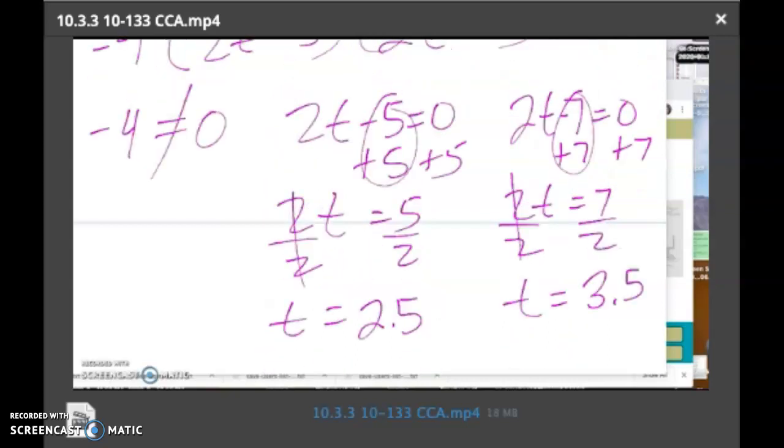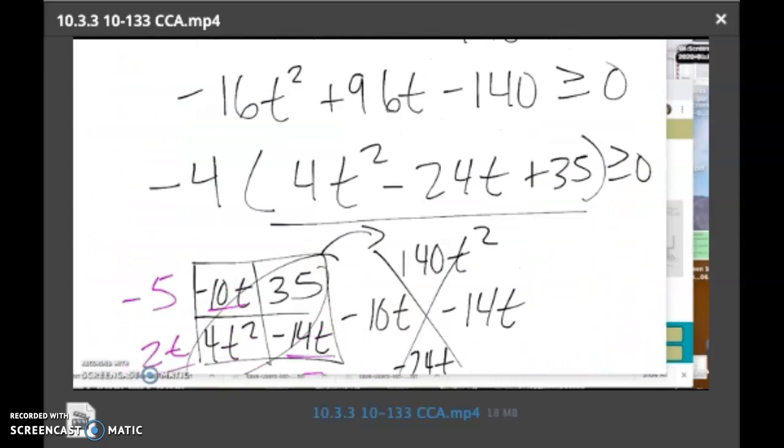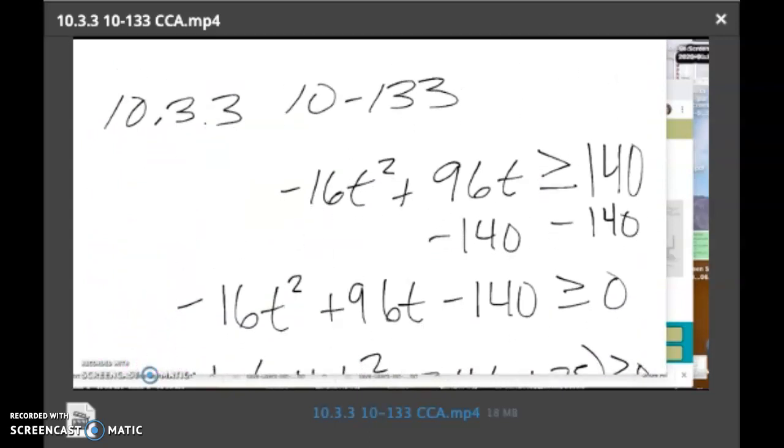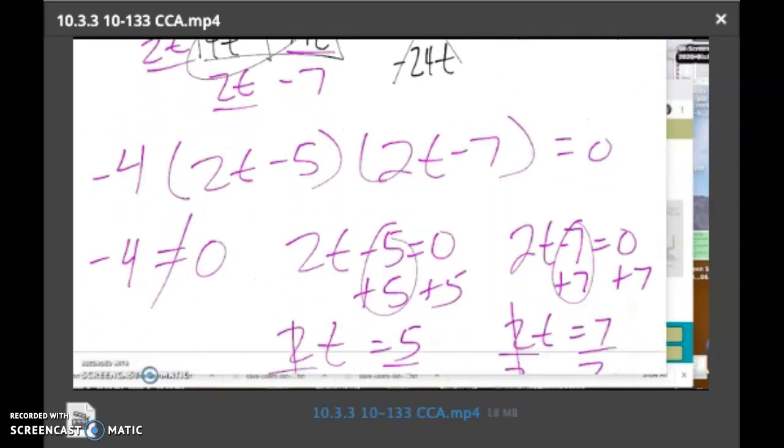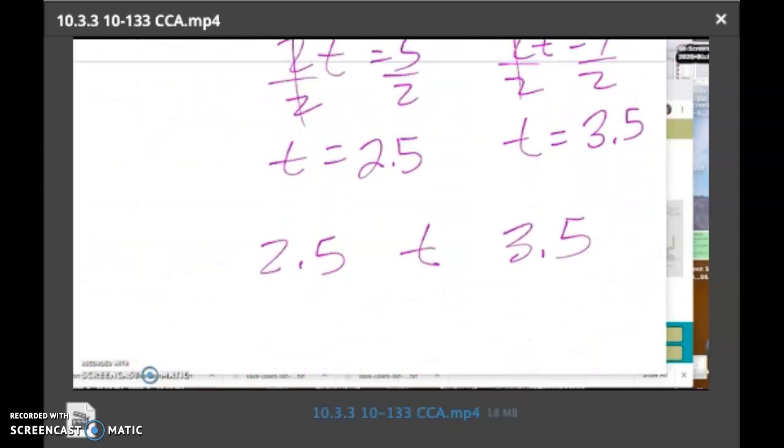So remember, let me go back to my original problem. It was the greater than or equal to sign. So we lose sight of the ball when we are at 2.5 seconds or more, and we don't see it when it is less than or equal to 3.5 seconds. Okay, so the ball cannot be seen between 2.5 seconds and 3.5 seconds.